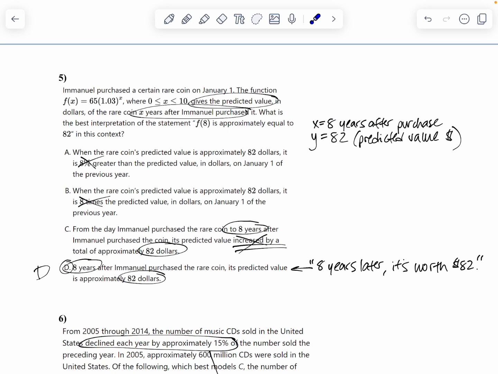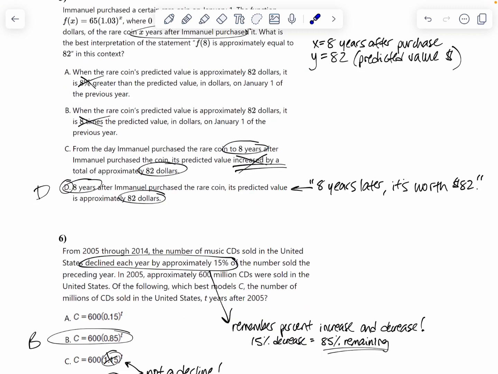Okay, letter C, 8 years. That looks good. Again, increased by a total of $82 versus the predicted value is $82. This one is better. It's not going up $82. It actually costs $82. So that's the difference between C and E, or C and D. So choose carefully on that one.